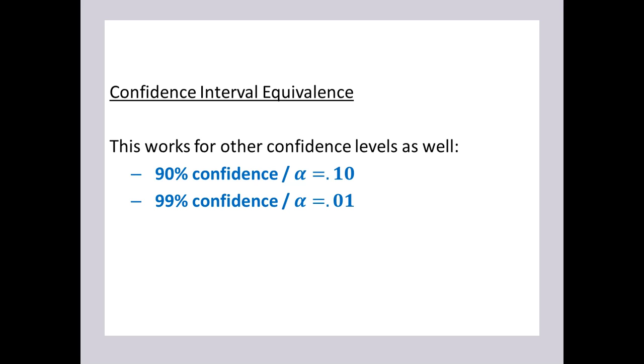This is what you do if you have a different confidence level. For 90% confidence, you need to use alpha of 0.1. 99% confidence, you use alpha of 0.01. In both cases, notice the way they add up. For the first one, 90 plus 10 adds up to 100, or 0.9 plus 0.1 adds up to 1, if you want to think about it that way. The alpha and the confidence level always have to match up correctly.